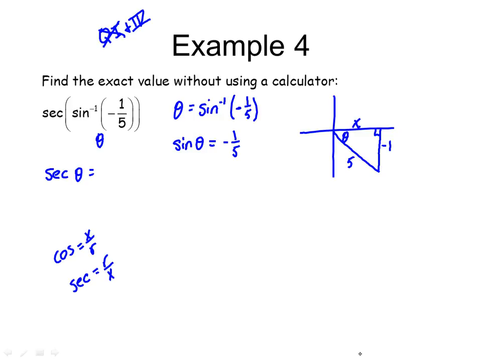So let's use the Pythagorean theorem. So we're going to have x squared plus y squared, negative 1 squared is 1, is equal to 5 squared, which is 25. So x is going to be equal to the square root of 24. Let's go ahead and simplify that. So we'll have 2 radical 6. So secant is r over x, which is equal to 5 over 2 radical 6. Is it positive or negative? Secant in quadrant 4 is positive. So we're good. All right, let's rationalize. So we're going to have 5 radical 6 over 12.